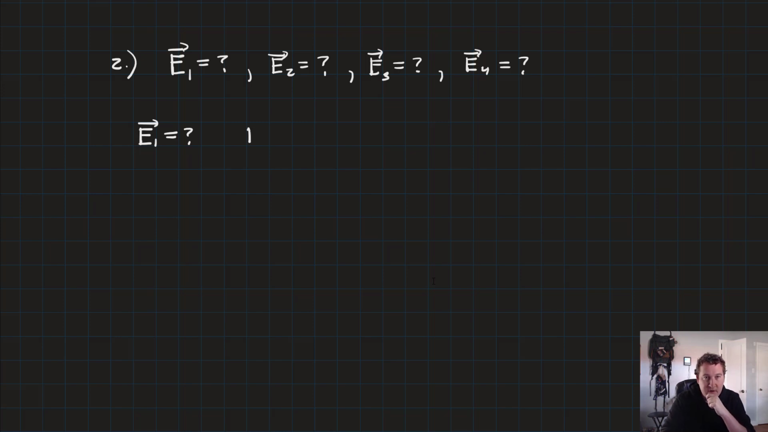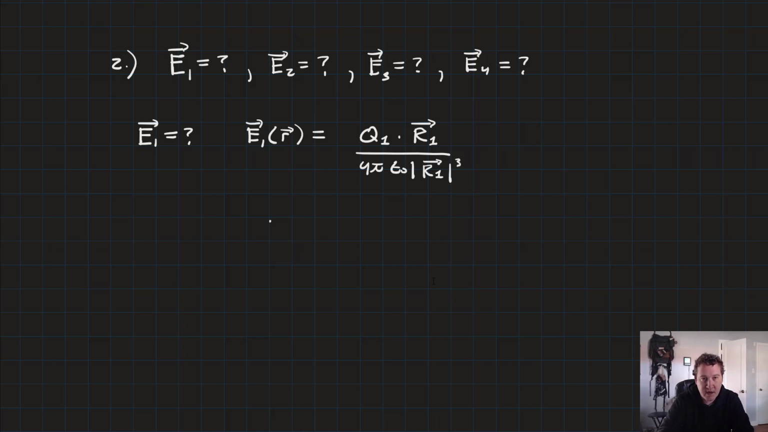So we know that the vector field E sub 1 as a function of vector r is equal to q1 times what we'll call capital R1 over 4 pi epsilon naught times the magnitude of R1 cubed.